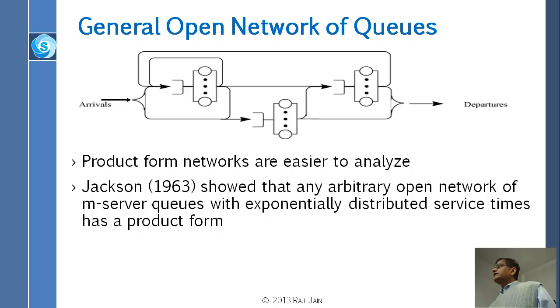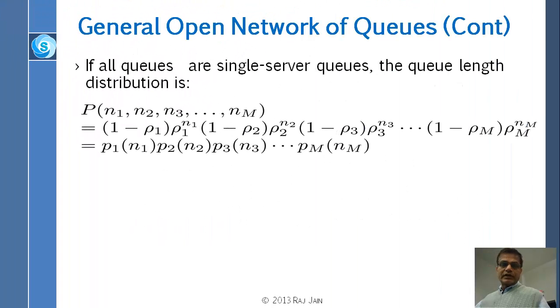So these networks are easy to analyze, just like exponentials are easy to analyze, normals are easy to analyze, product forms are easy to analyze. Most of queuing theory is about product form networks. And if in the previous example everything was just a single server, rather than M servers, then you can write down the probabilities, just like the series case.